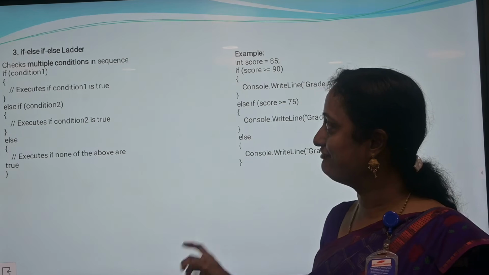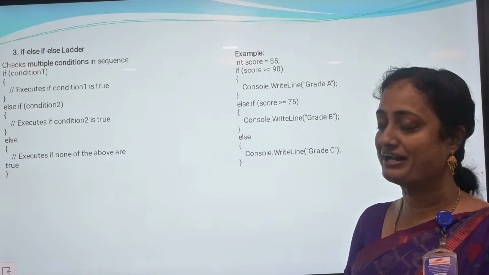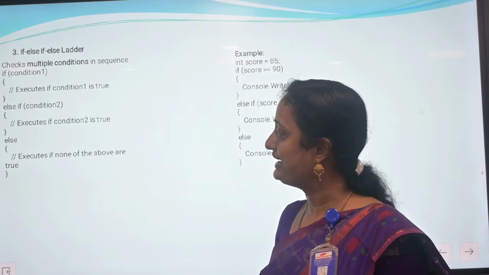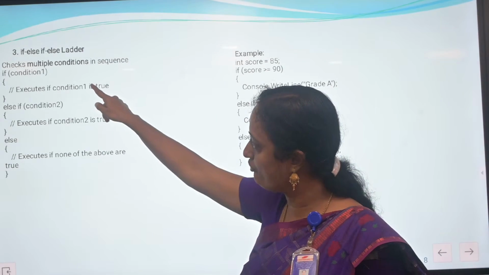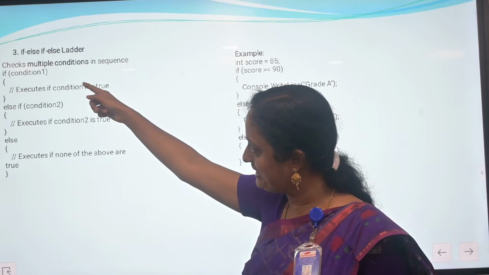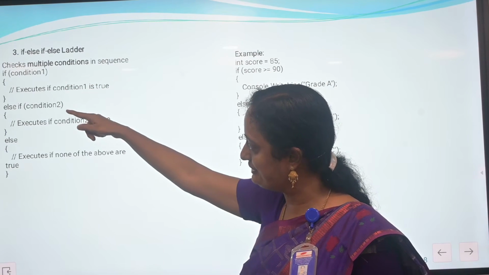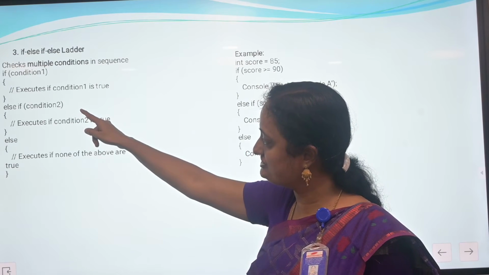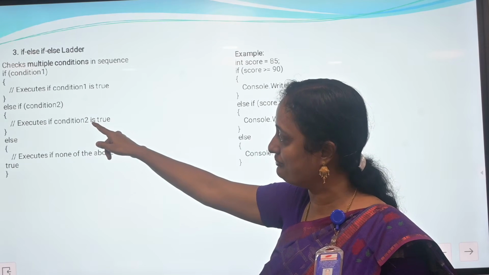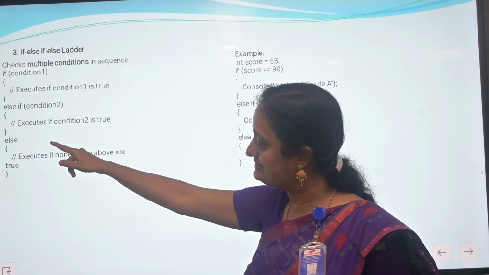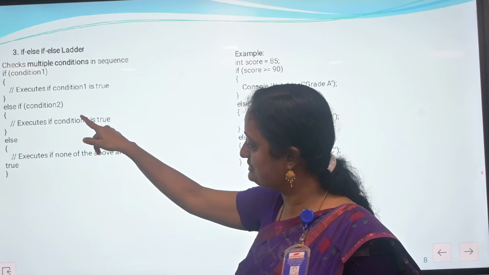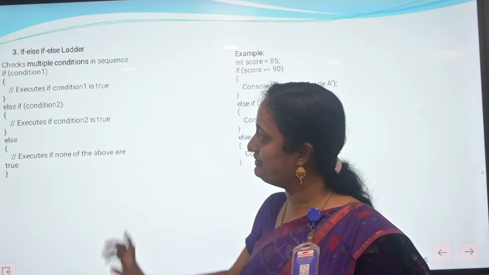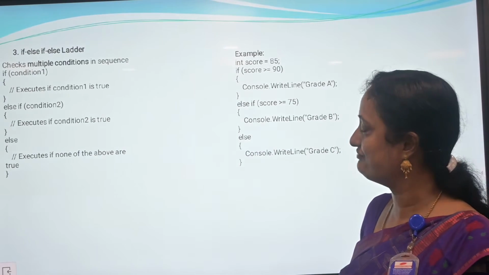Next we will see the if-else ladder. It will check multiple conditions in sequence. First the condition will be checked. If the condition is true, then this block will be executed. Suppose the condition is false, then automatically it will come to the else if statement. Here again the condition will be checked. If the condition is true, then this statement will be executed. Otherwise again it will go to else. If all the conditions are false, then it will go to else, and this block will be executed.